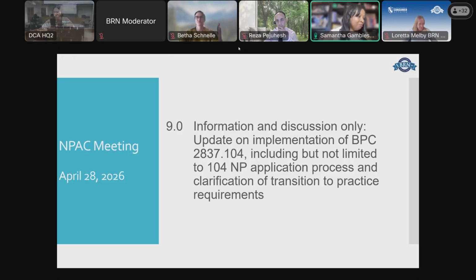Okay. Moving on to agenda item 9.0. This is for information and discussion only. This is for an update on the implementation of Business and Professional Code 2837.104. We kind of touched on this a little while ago as it relates to the application process and clarification of transition to practice requirements. That will be presented by EO Melby.